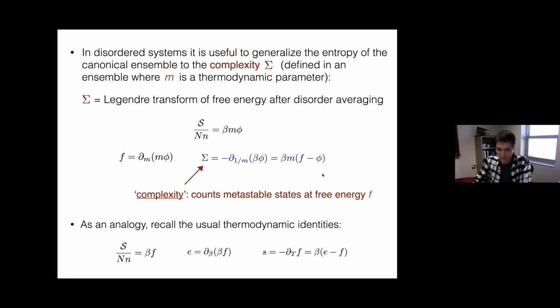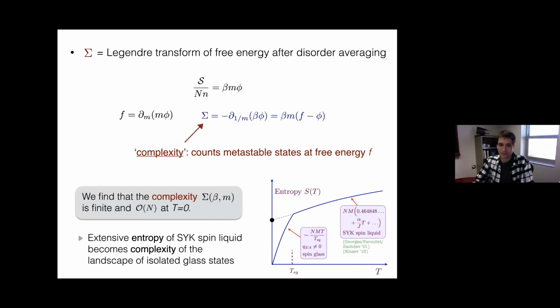Thanks. Good. So this complexity is an interesting quantity. It's kind of like an entropy, but different. It's like an entropy in this ensemble where m is like a thermodynamic parameter that characterizes an important property of the state.